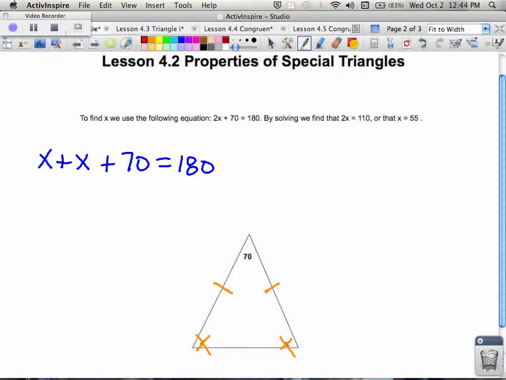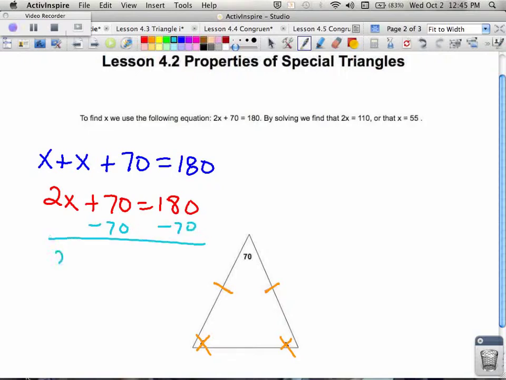Following through with this, we combine like terms for 2x, and we still have our 70. We have our 70, don't forget about that, equals 180. If I'm trying to solve, I subtract off 70 from both sides of the equation, and I end up with 2x is equal to 110 degrees. And then to find my answer, I'll divide both sides of my equation by 2, leaving me with each of my base angles being 55 degrees.